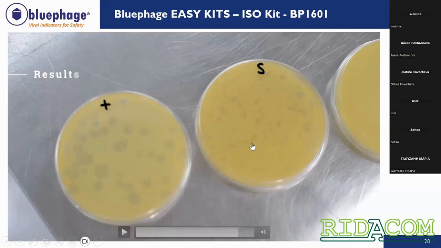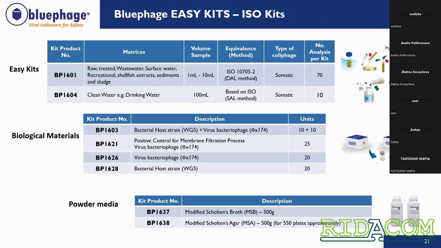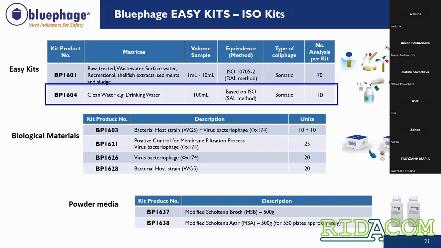Okay. So once that we have the plates, we will count our plaques, and that would be the result in PFU per milliliter. And this is how to use the BP1601 that is designed for samples with high concentration of bacteriophages. The other kit that we have within the family of the Easy Kits is based on ISO and analyzes 100 milliliters volume samples, because we are expecting very clean samples like drinking water.